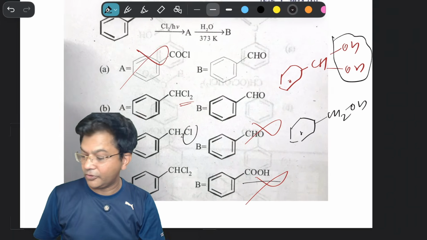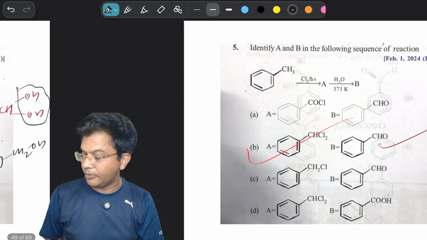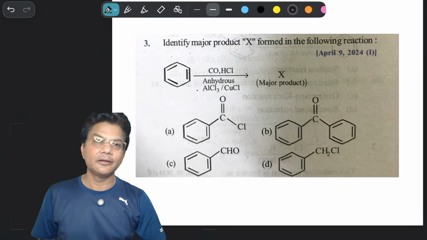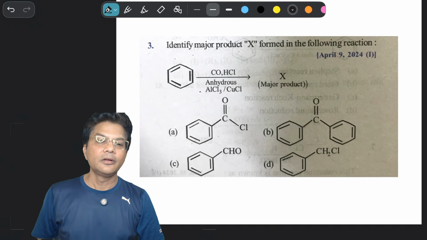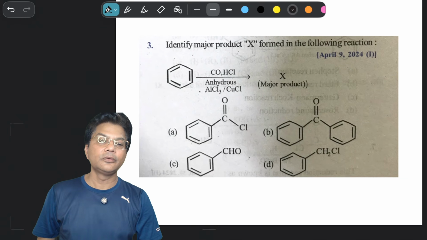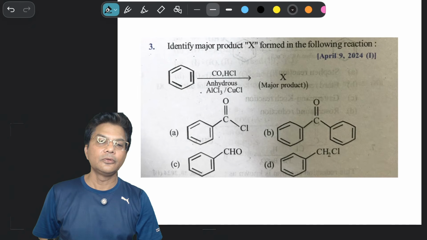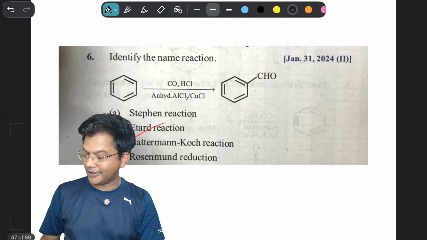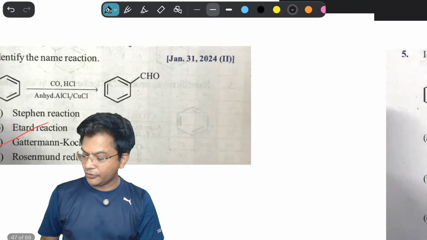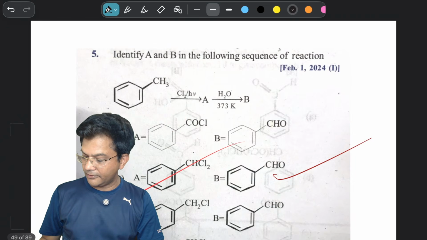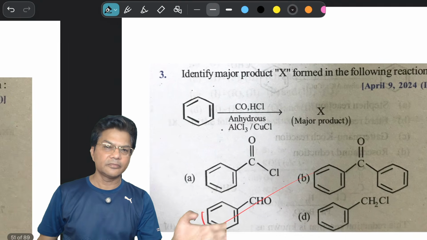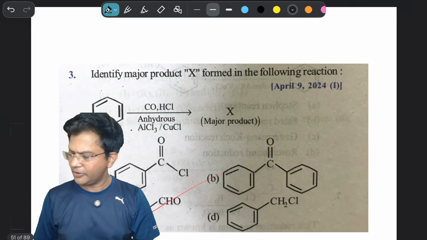Wow, such a great question, marvelous question, fantabulous. I'm so loving these questions. Gattermann-Koch. So what to do? C is the correct answer. Gattermann-Koch reaction. This we have done, and C is the correct answer. The back only we have done, Gattermann-Koch reaction.